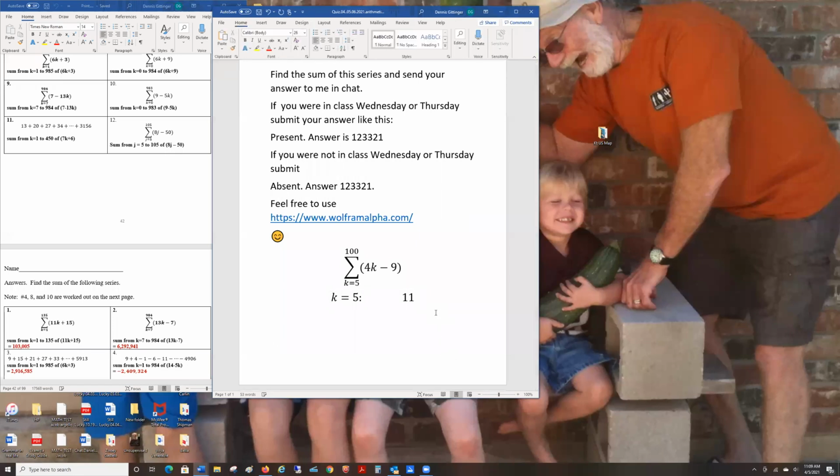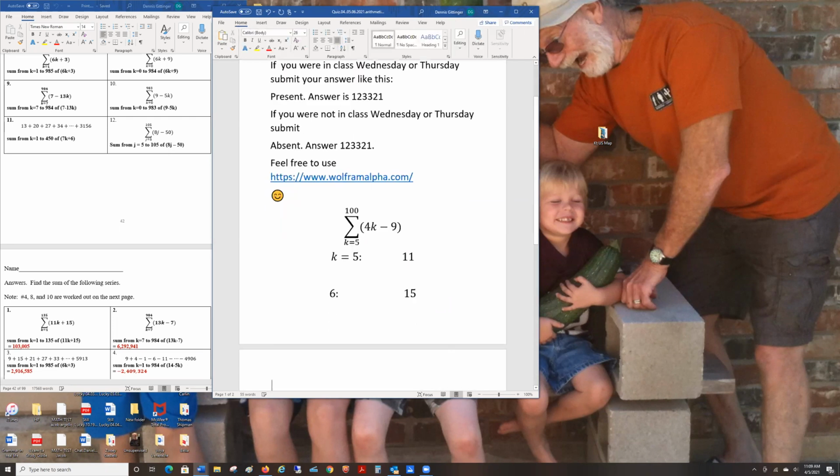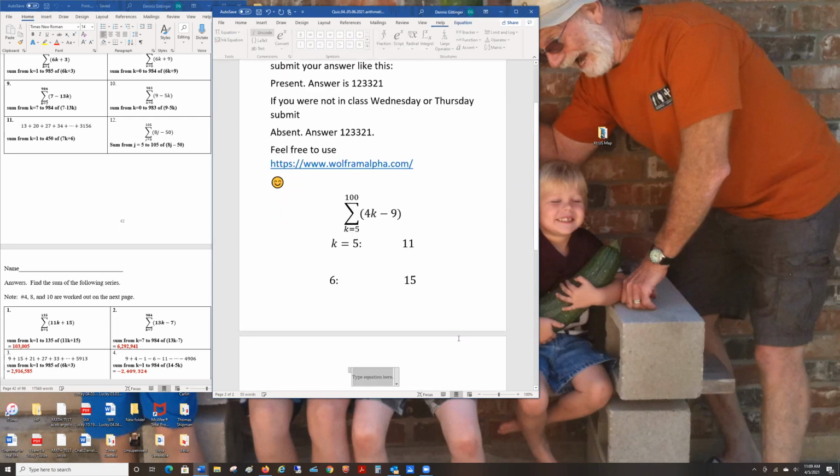And then the next number you plug in is not 2, like I did last week. The second number you plug in is one more than 5, and that would be 6. So when you plug in 6, you have 4 times 6 is 24. 24 minus 9 is 15. And the next number you plug in is 7. And 4 times 7 is 28. 28 minus 9 is 19.